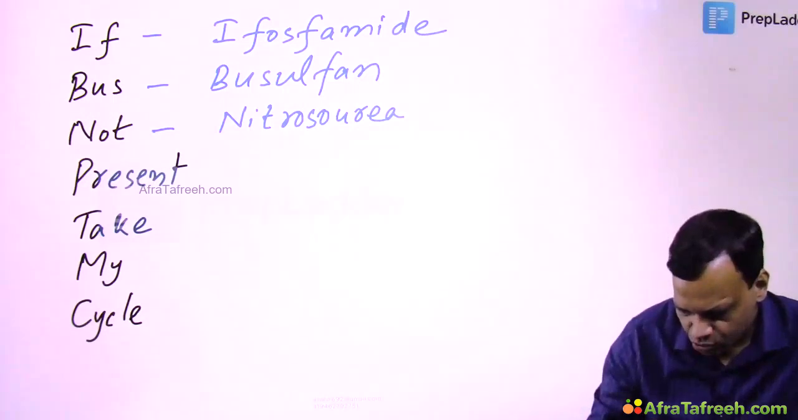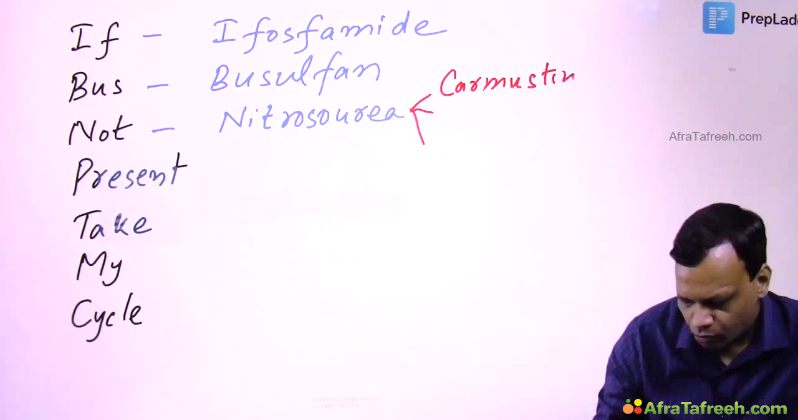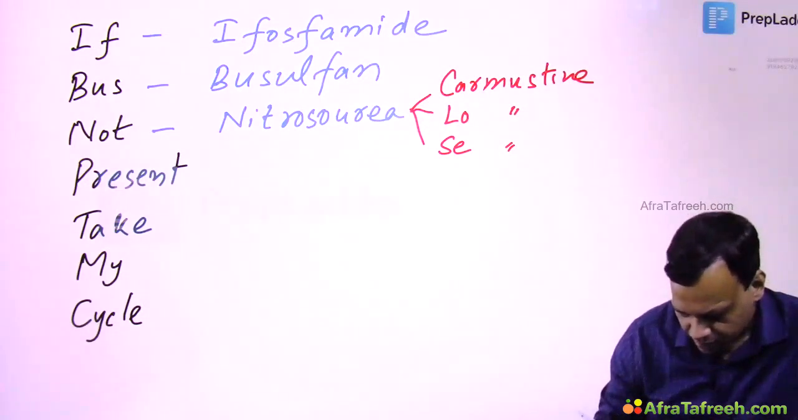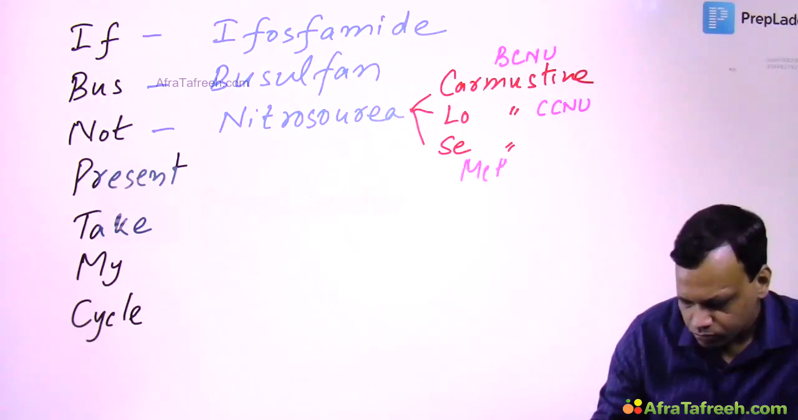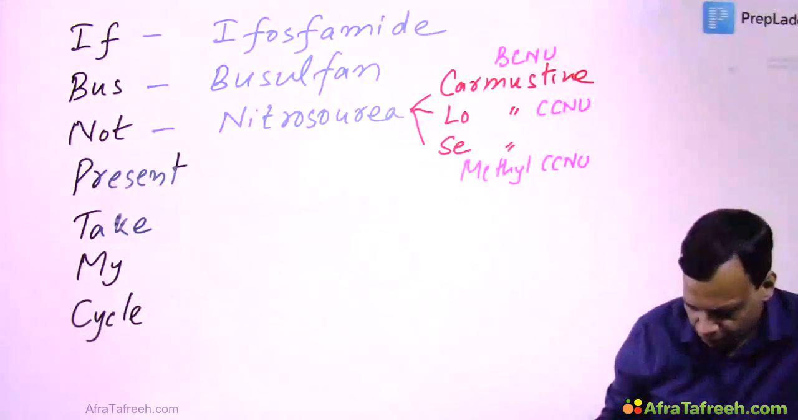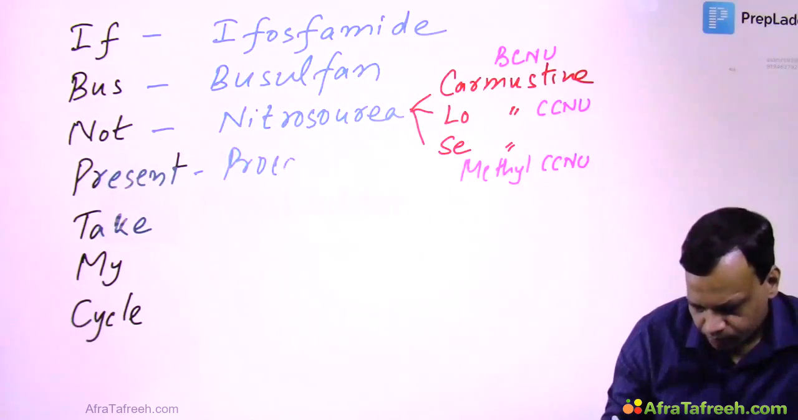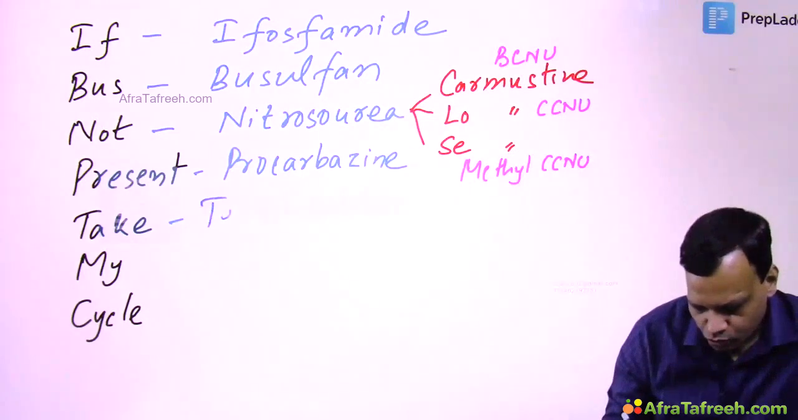The drugs in this group include carmustine, lomustine, and semustine. Sometimes they are written in abbreviated form like BCNU, CCNU, and methyl CCNU. Then P for procarbazine. T for temozolomide.